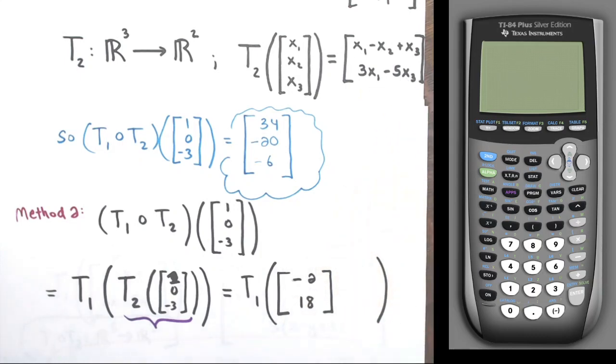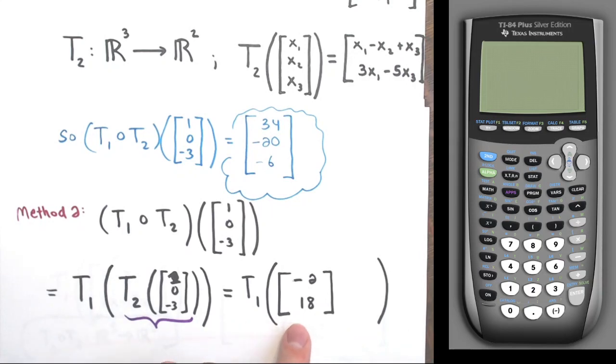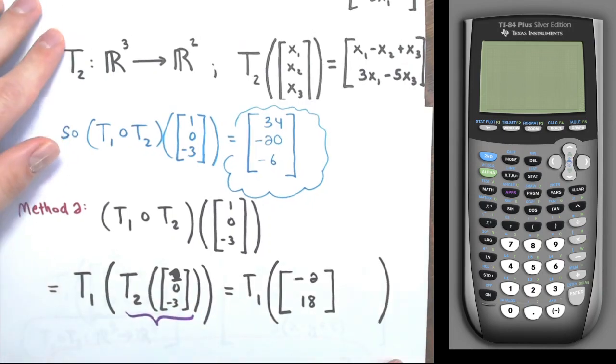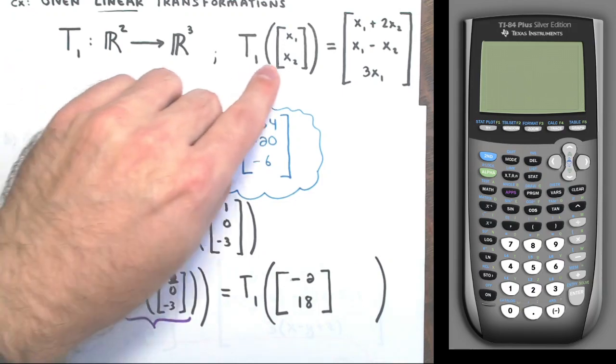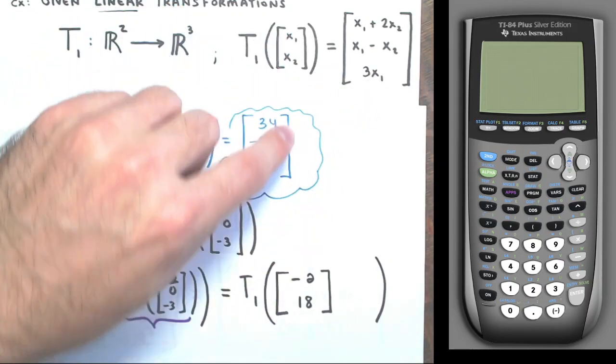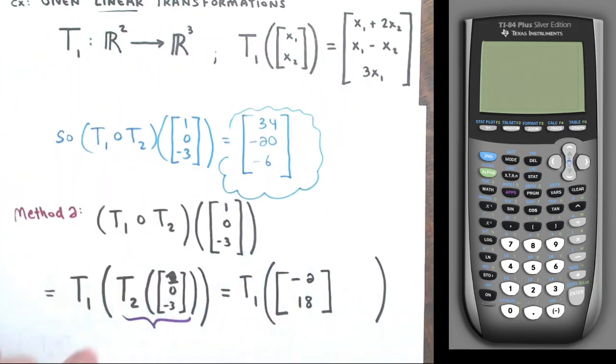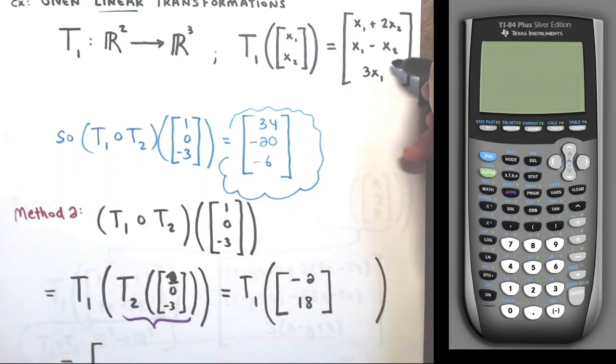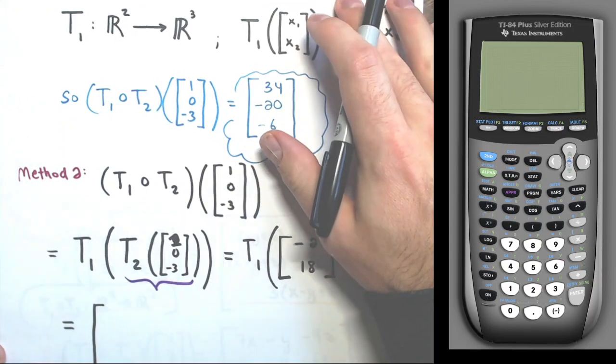Then I take this output, negative 2, 18 here, and then apply the next transformation over, T1. So what was the rule for T1? That's this here. Going back again, instead of x1 and x2, I have negative 2 and 18. And we finally get this, with three components as an output here.